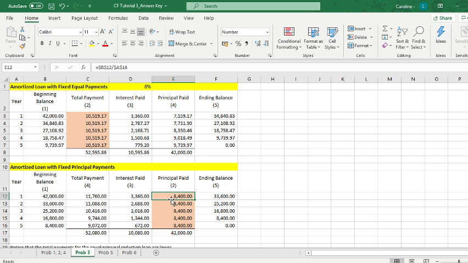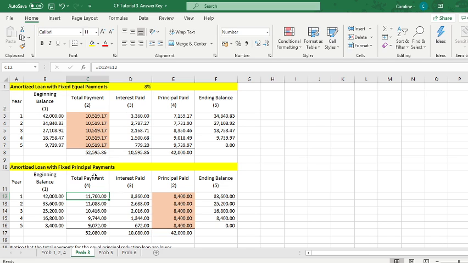Okay, this is constant. As for the interest paid, it is the same with the previous one. You need to multiply 8% with this beginning balance, and you find the interest paid is 3,360 for the first year, and the total payment is the interest paid plus the principal paid. So this is quite different with the amortized loan with fixed equal payments.